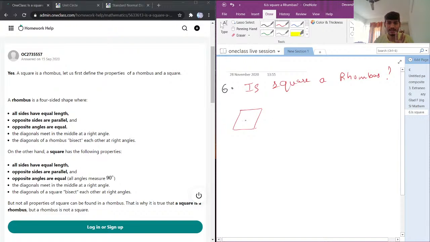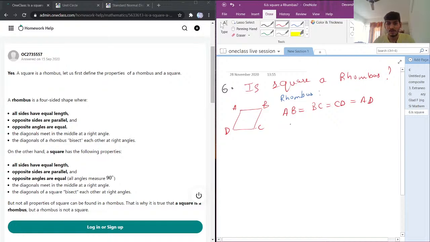Yeah, so a rhombus is a figure in which we have, let's say, A, B, C, D. In a rhombus, all the sides are equal, which means AB equals BC equals CD equals AD. And this is one property of a rhombus.